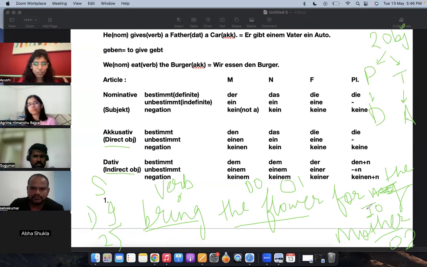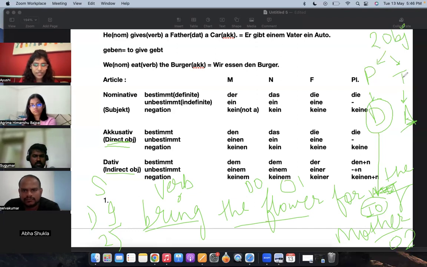The mother. Dative means your indirect object. So I have told you that mother is the indirect object, right? So dative means indirect object and accusative means direct object. Which object was direct? Flower, right? Thing means flower. So you can also write this rule. So we have two ways of identifying.